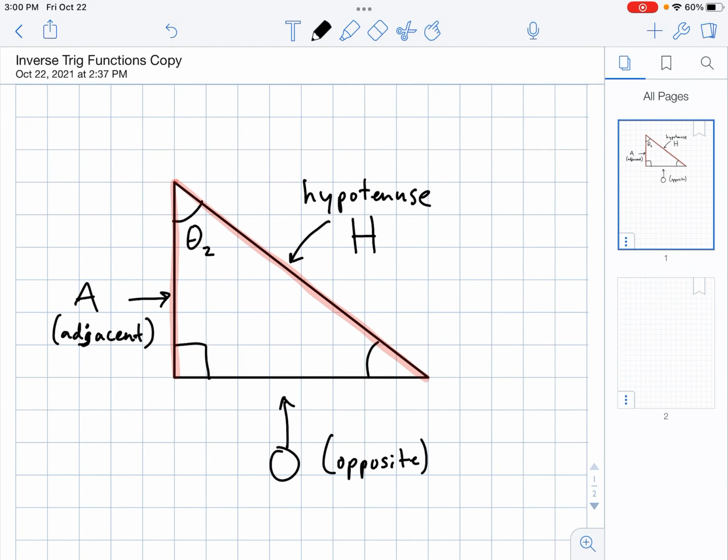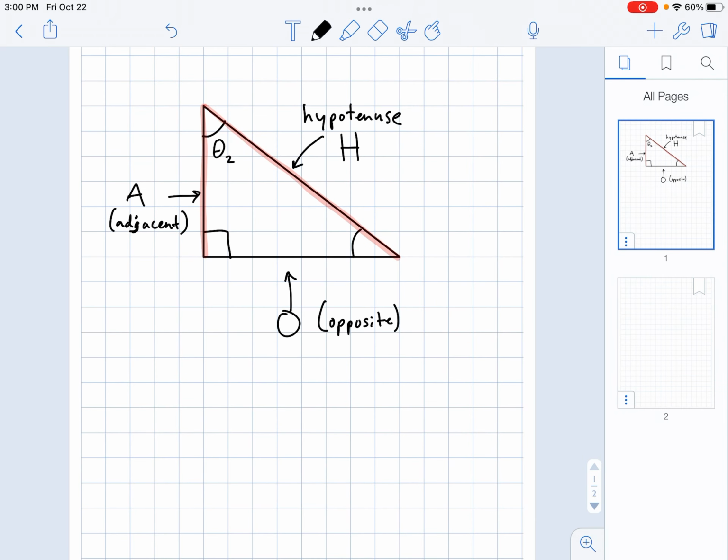So we're going to use SOHCAHTOA to solve for this. If you haven't heard of SOHCAHTOA, it's just an acronym to help you remember the relationship between an angle and the ratio of the sides inside that angle. S is for sine, C is for cosine, T is for tangent, and then O, A, and H are for opposite, adjacent, hypotenuse. So let's do it a couple different ways.